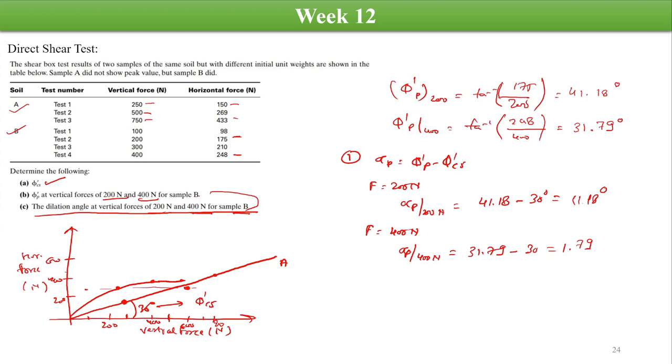Right. So we have determined the critical state internal angle of friction, then the peak internal angle of friction at 200 and 400, and thus the dilation angle at 200 and 400 Newton. Right. So I hope there's no problem in this question. Please have a look once.